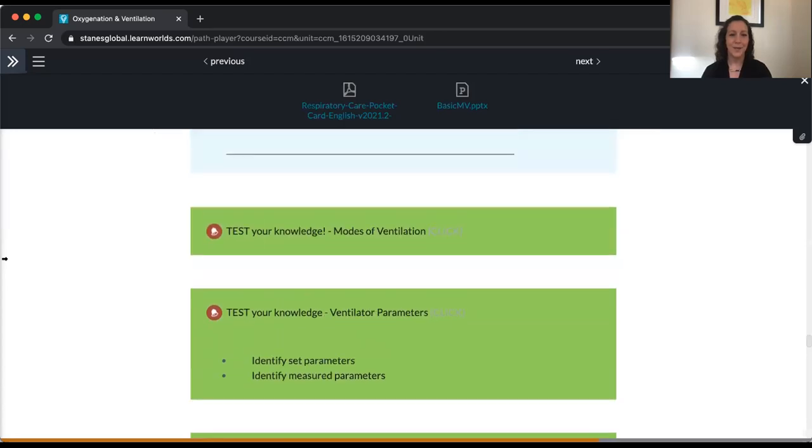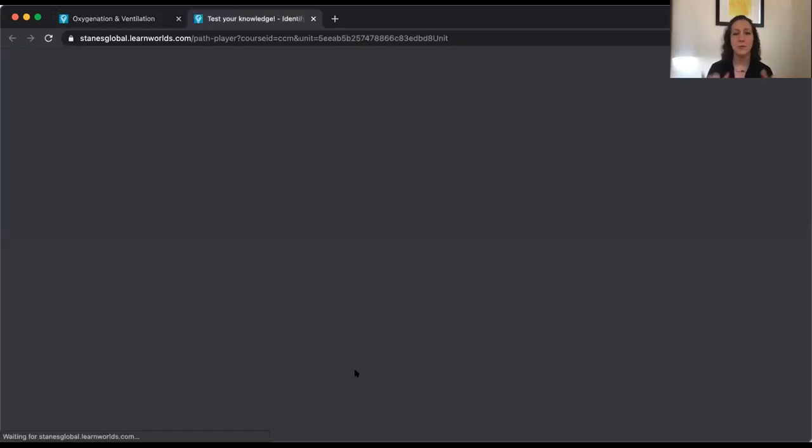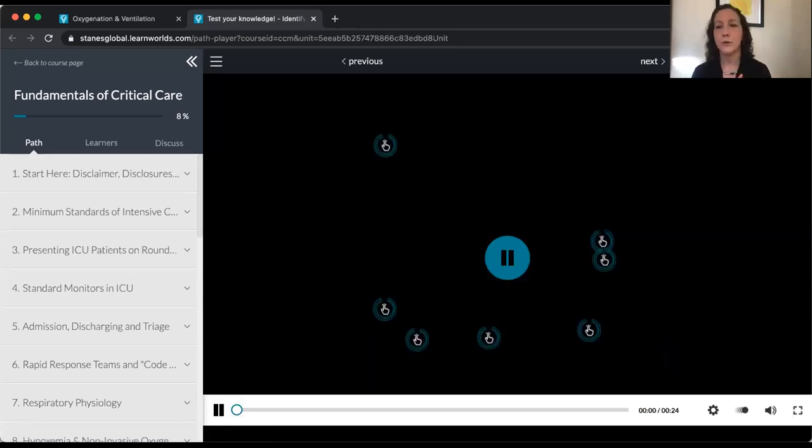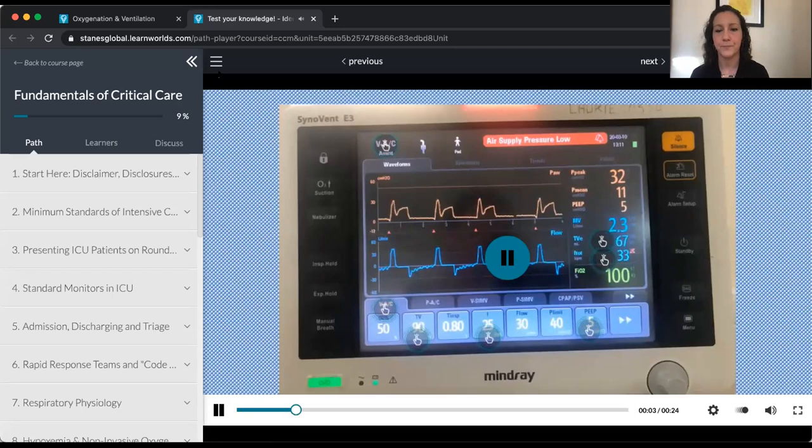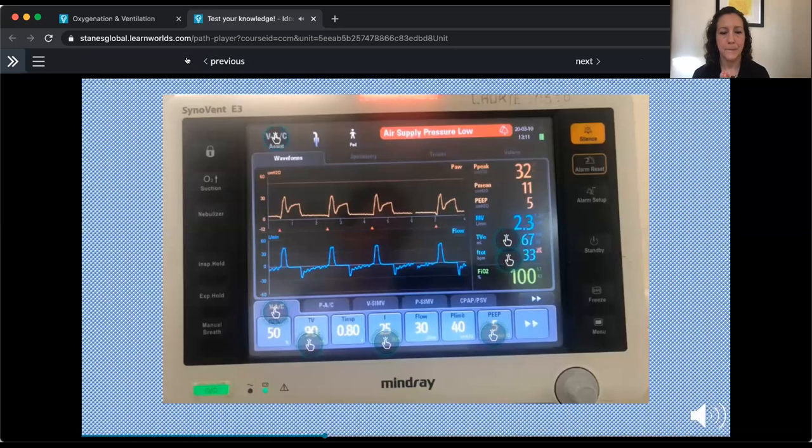Perfect. Uh-oh, we have another test. We went from one test to another one. Okay, so this one, we're going to talk about ventilator parameters, and we're going to identify set parameters. That means you set these parameters, versus measured parameters, what the ventilator is measuring. This is an important concept because you have to distinguish between the two to understand whether your prescription for mechanical ventilation is appropriate. Following parameters: the mode of ventilation, the tidal volume set by the provider, the tidal volume measured, the respiratory rate set by the provider, the respiratory rate measured, and the set PEEP.